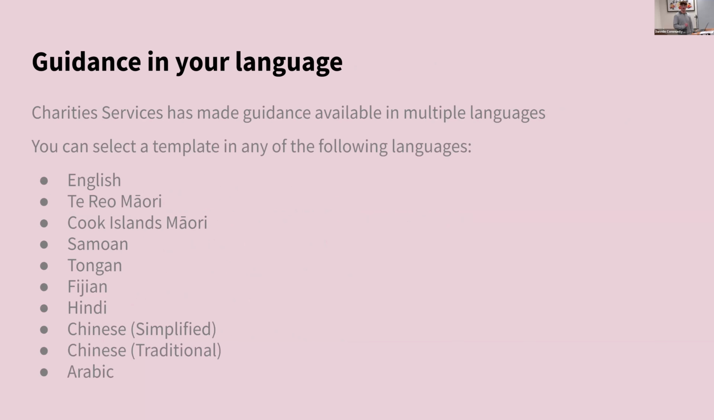As for guidance, Charity Services has made guidance available in quite a few different languages. So they offer a template where you can get help in these languages, as well as a file that has essentially guidance for you. So the languages are here: English, Te Reo Maori, Cook Islands Maori, Samoan, Tongan, Fijian, Hindi, Chinese Simplified, Chinese Traditional, and Arabic.